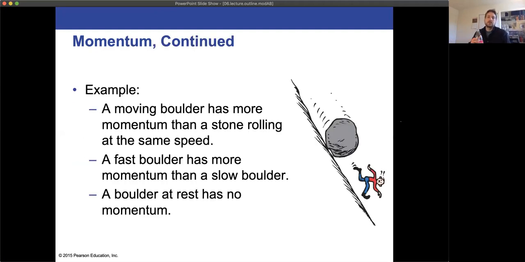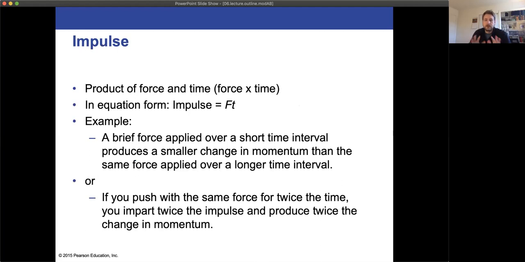So a boulder has more momentum than a stone at the same speed because the mass of the boulder is bigger. A boulder or a stone at rest, anything at rest, has zero momentum because of mass times velocity. Yes, it has mass, but its velocity is zero. So if we find the product, the momentum is zero.